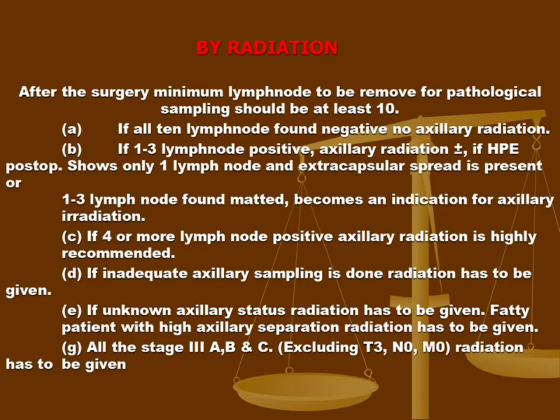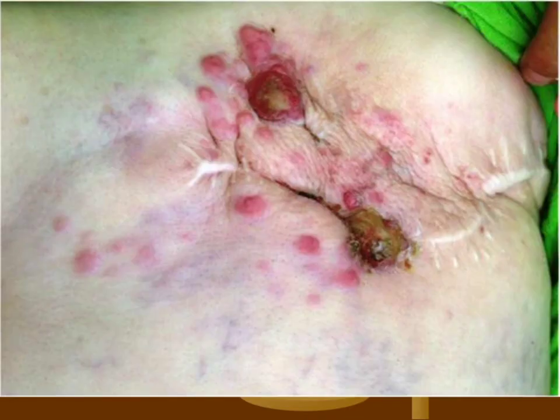So, portion of radiation for the radiation oncologist: after the surgery, the pathologist should remove as many lymph nodes as possible, but the minimum should be 10. If all 10 lymph nodes are negative, no axillary lymph node irradiation. If 1 to 3 lymph nodes are positive, axillary radiation has to be given.